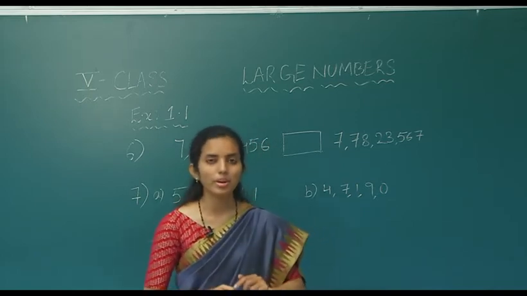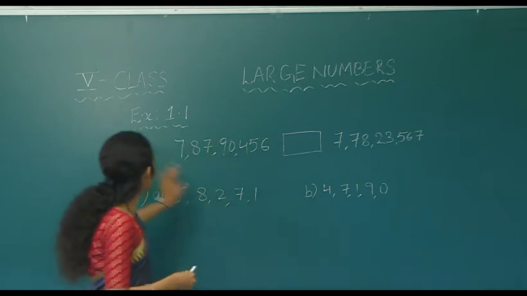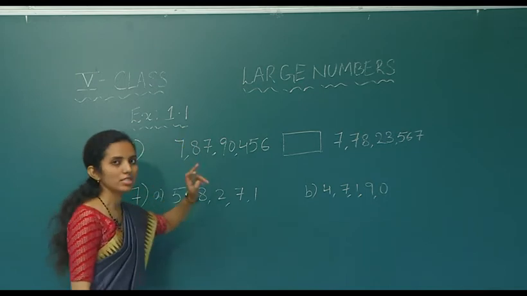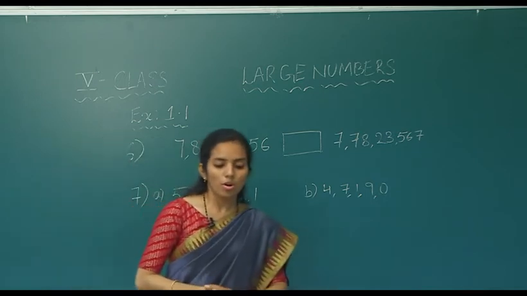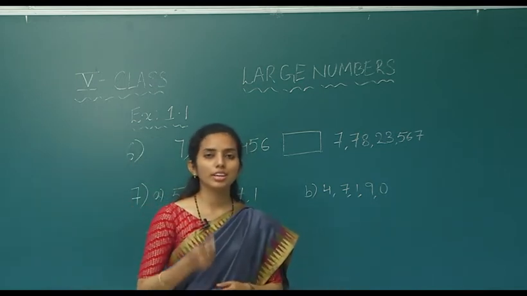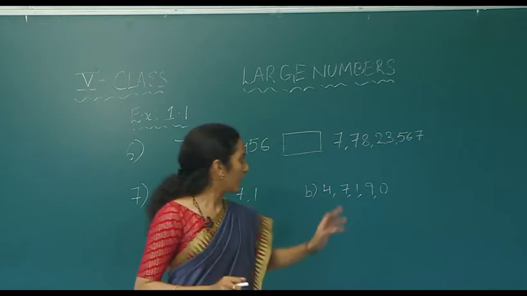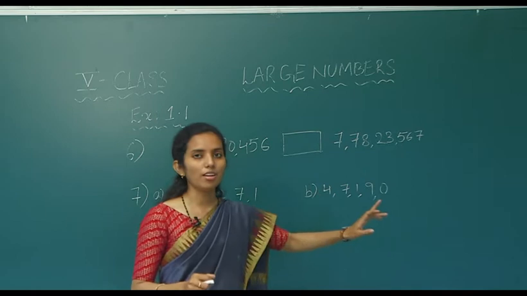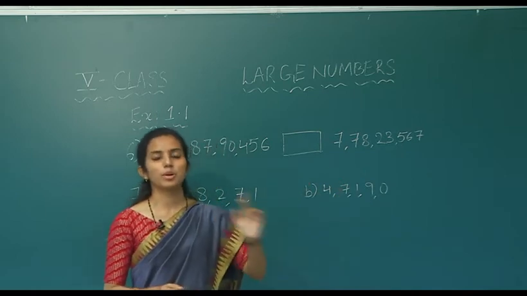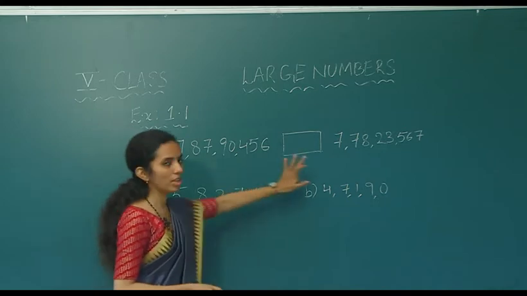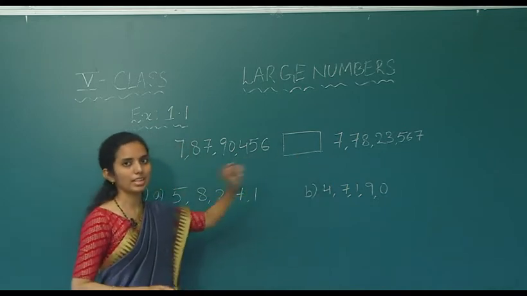So, coming to our sixth problem in exercise 1.1, it is to compare using the greater than, less than or equal to symbol in the box and to tell which number is bigger and which number is smaller. For that, let us first read out the numbers and start comparing the numbers.